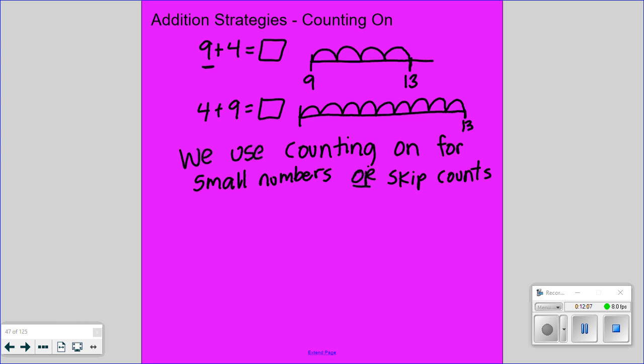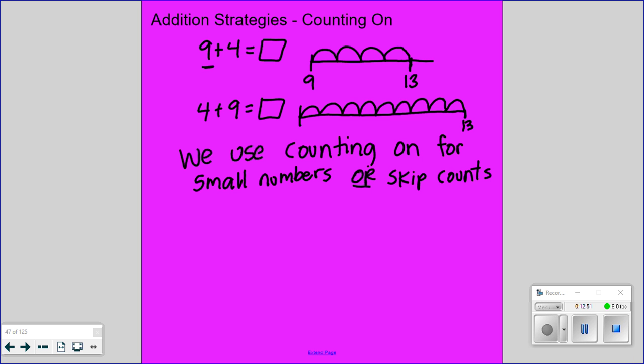In 3rd grade, we will use counting on if we're only adding small numbers, or we're adding skip counts. So if I say, what's 25 plus 30, I could use skip counts of 10 to do that 30. Does that make sense? Or if I said 100 plus 200, I'm not going to count out 200. But I could do skip counts, right? 100 plus 200 is appropriate for 3rd graders. It's like 1 plus 2. So far, so good?